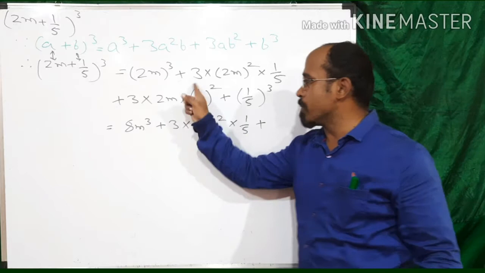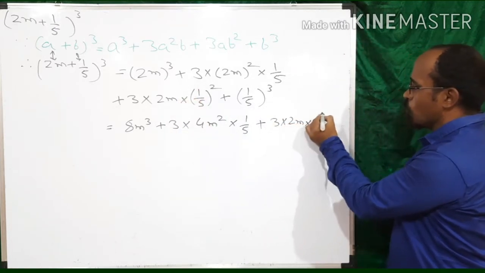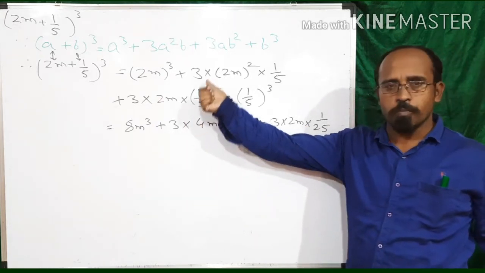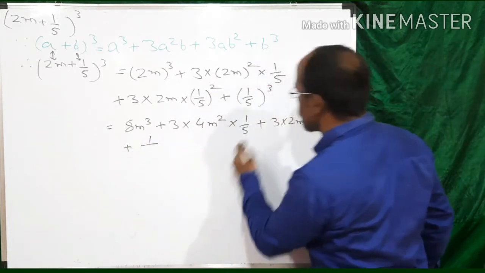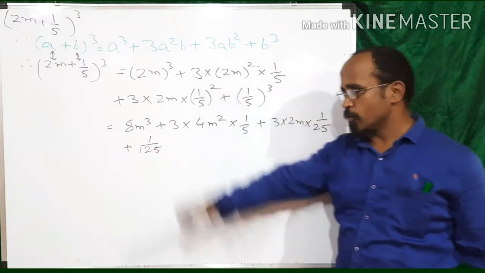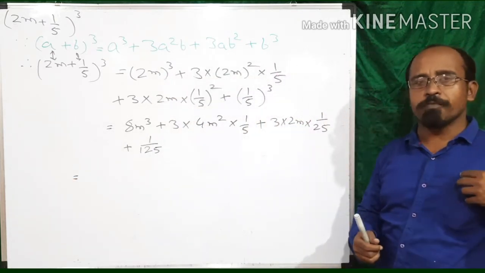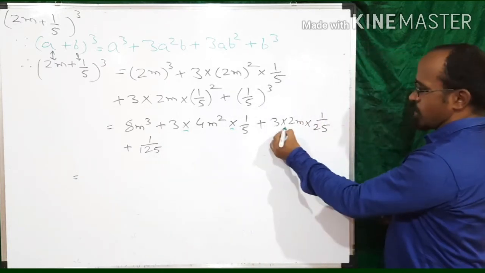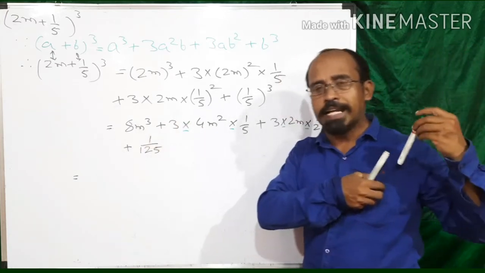plus 3 into 2m into (1/5)², 3 into 2m into 1/25, square of a fraction, square of numerator upon square of denominator, plus 1/125. Cube of a fraction is cube of numerator upon cube of denominator. Once again, according to BODMAS, now bracket and order are finished. Multiplication or division. Here is multiplication. Here is also multiplication. So let's solve the multiplication and write the remaining terms as they are.